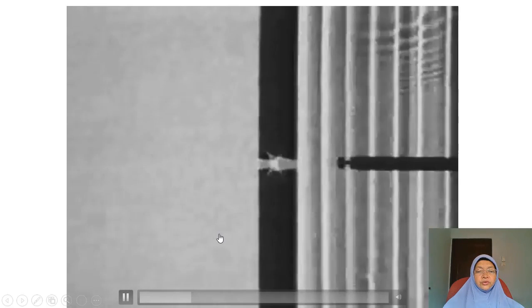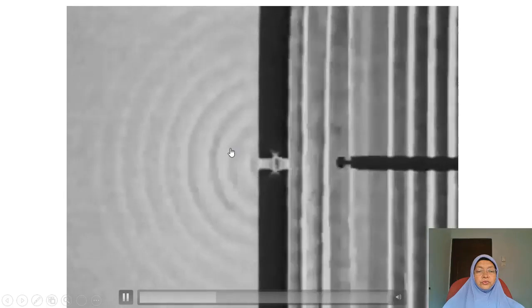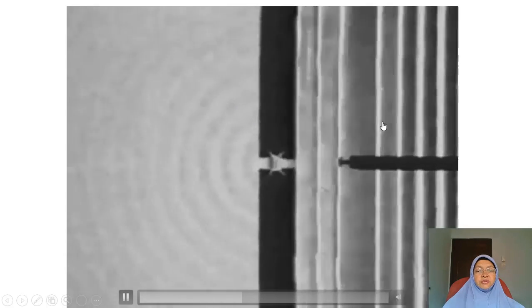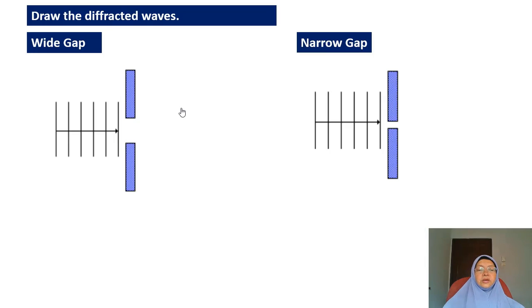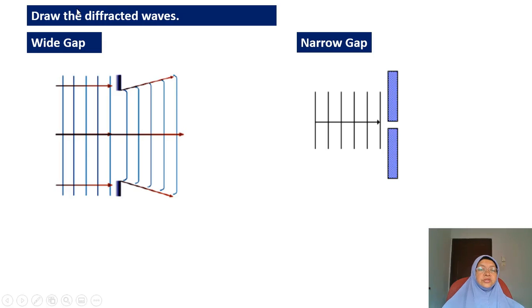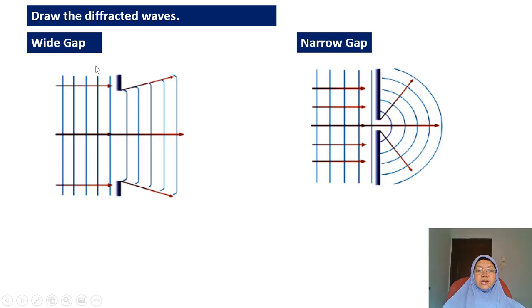Okay, show you. So plane wave produce circular wave. Before diffraction, after diffraction. Right, so you are asked to draw the diffracted waves. So this is for the wide gap, and this is for the narrow gap. So for the wide gap, this is the wave after passing through a wide gap, and for the narrow gap, after the wave passes the narrow gap.